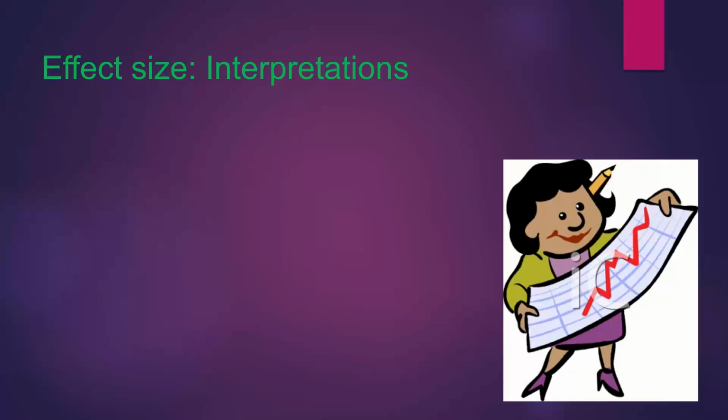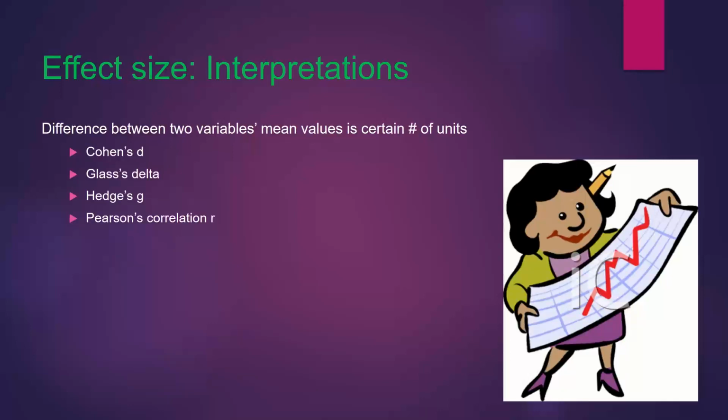There are different measures of effect size and different interpretations based on the particular metric. So when you're looking for effect sizes in the literature to base the effect size you plan to achieve for your grant, make sure you understand the different interpretations. One interpretation of effect size is the difference between two variables' mean values as a certain number of units. Cohen's D, Glass's delta, Hedges G, and Pearson's correlation R, those effect sizes all reflect this difference between two variables' mean values in a certain number of units.